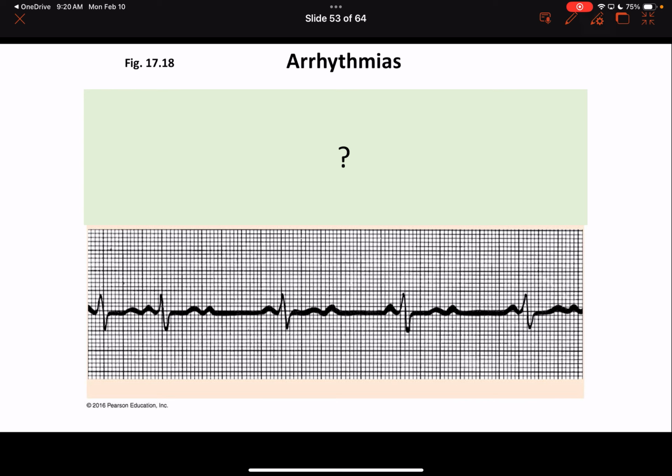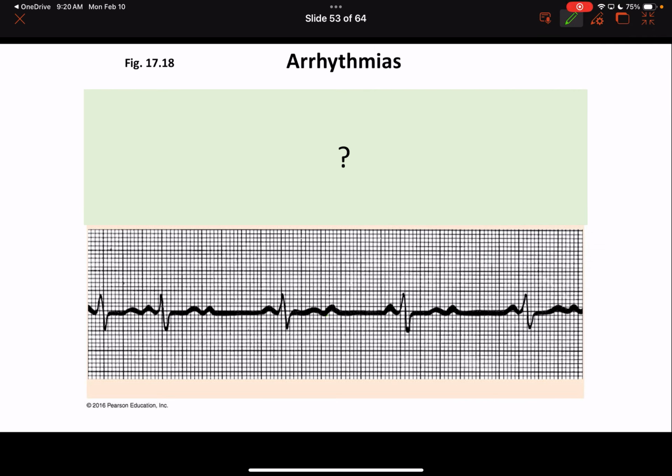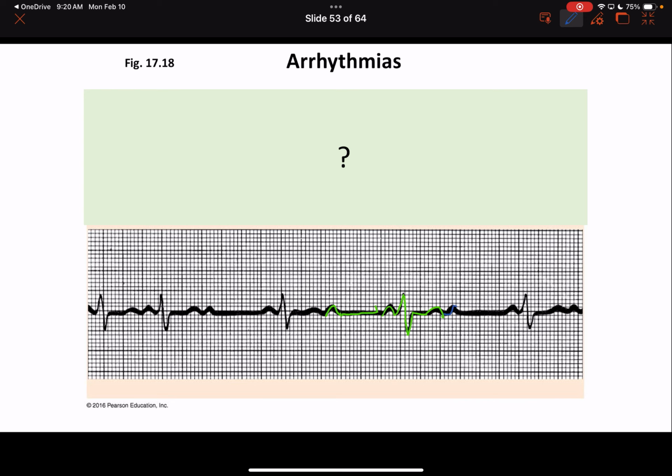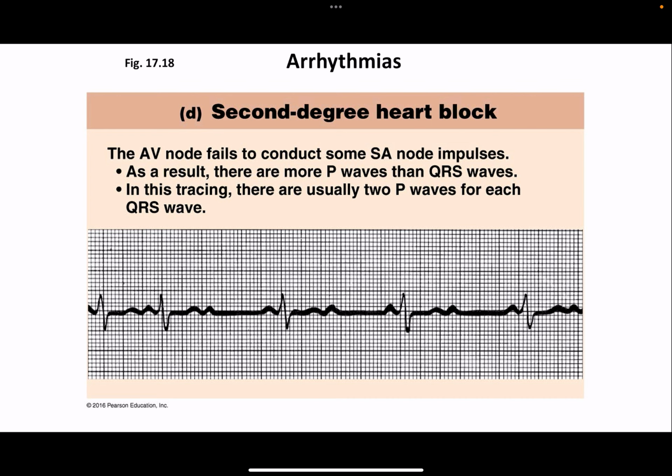So what you're seeing here is here's a P wave and then nothing. But then you have a P wave, QRS complex, and a T wave like you should. Then again, a P wave and then nothing. But then you have a P wave and a QRS complex. What you're seeing here is something called a second degree heart block.